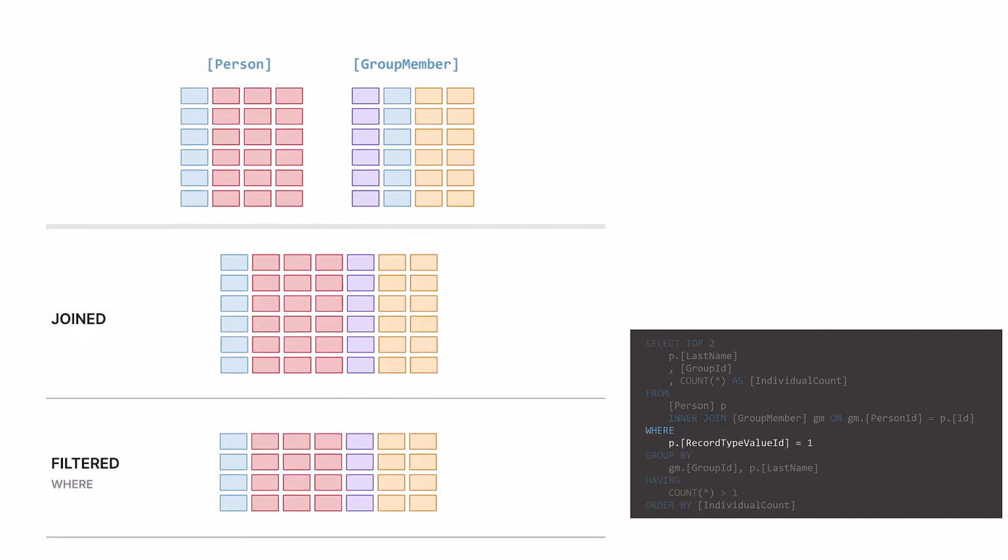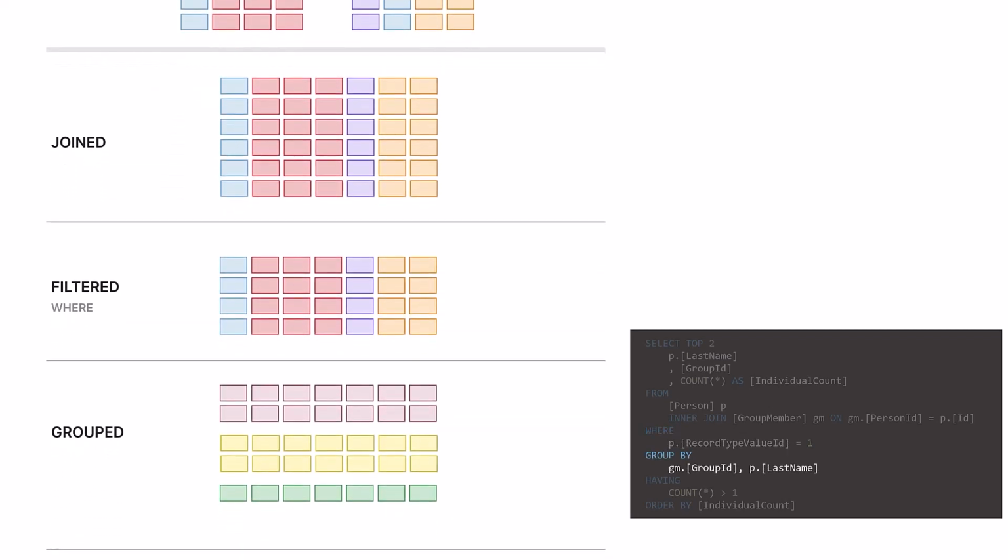Next up, it's going to filter the data. So it's going to apply the where clause. As you can see here, now we have fewer rows because we've applied our where clause. Next up, it's going to group it. Notice the colors all changed, right? Because now they're in groupings. We have a purple grouping, a yellow grouping, and a green grouping. So after filtering, it's on to the grouping, and now everything is grouped.